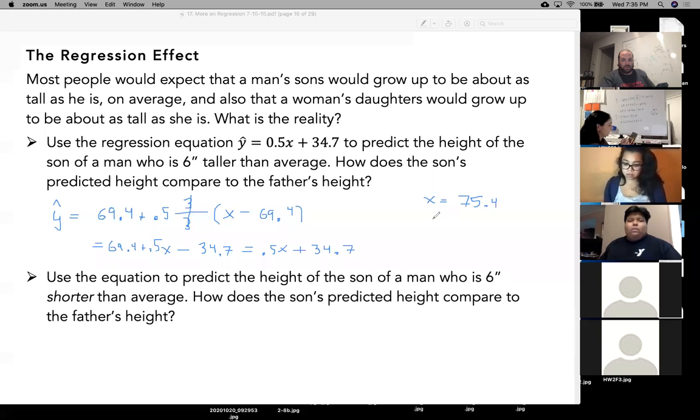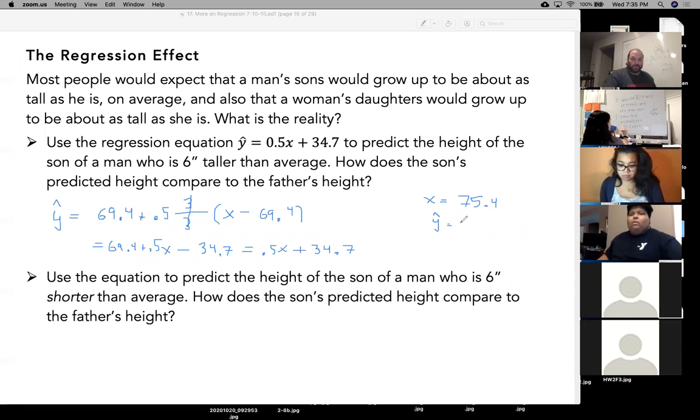Times 95.4. 37.7 plus 34.7. 72.4, which means if the father is 6 inches taller than the average, the expected value for the son is actually 3 inches taller than average.